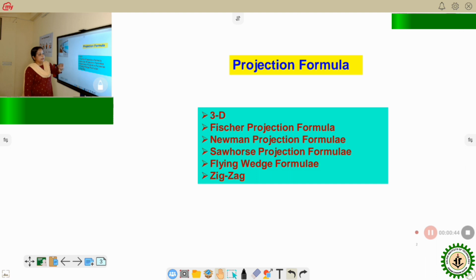And next is the Fisher projection formula. According to the scientists' names, the projection formulas are named: Fisher projection formula, Newman projection formula, Sawhorse projection formula, flying wedge formula, and the zigzag formula. Here we mainly discuss the Fisher, Newman and Sawhorse projection formulas, and how we can convert one type of projection formula to another. We describe that here.